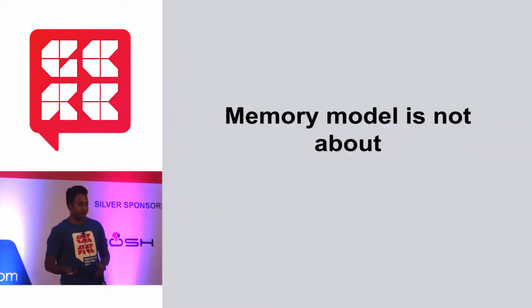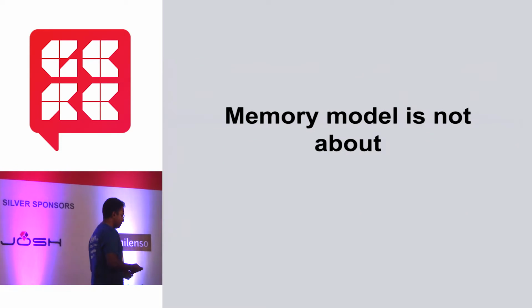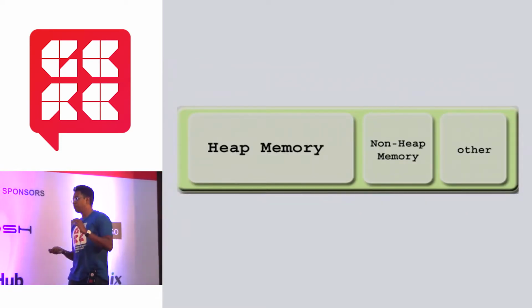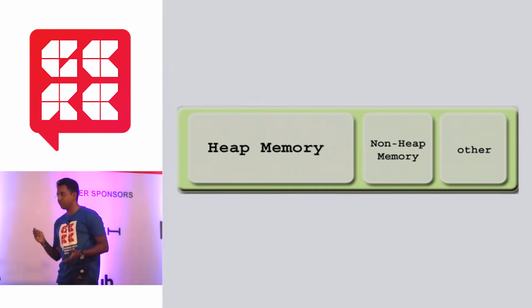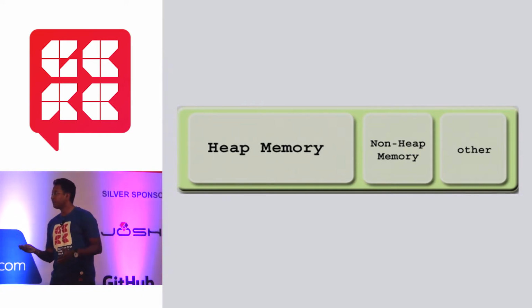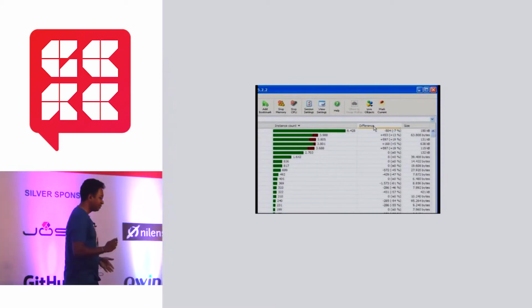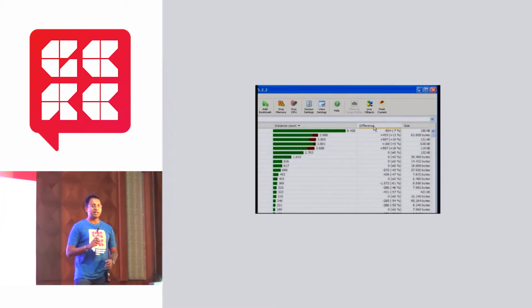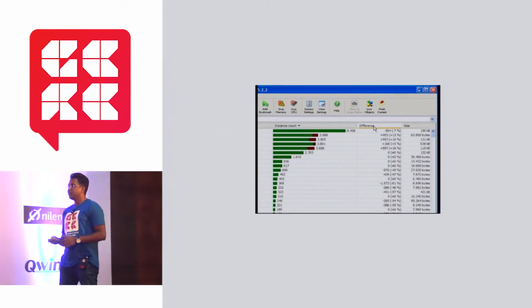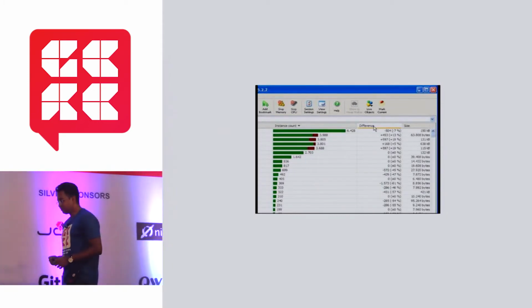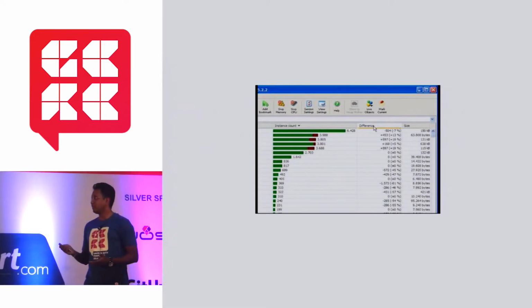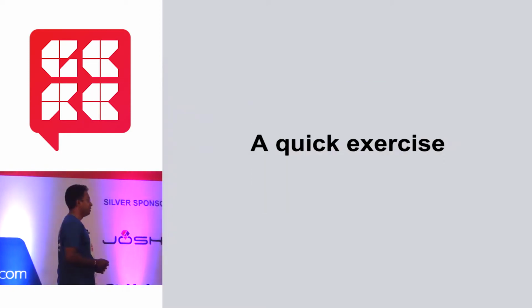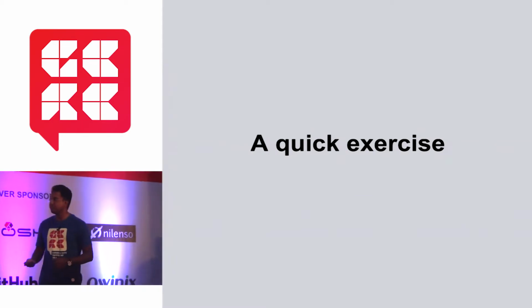So when I talk to my friends about memory model, the first thing that comes to their mind is probably this: heap, non-heap, stack, whatever. I'm not going to talk about that. I'm not going to talk about this either. It's not about optimizing your memory usage, memory leaks, or garbage collection. This talk is not about that either. So what am I going to talk about? First, a quick exercise. Let's start with this and see where it goes.